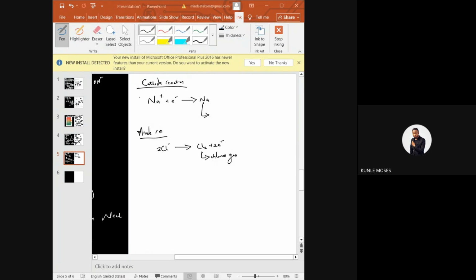Factors affecting discharge of ions. Quickly write, in case they ask you. Number 1, the positions of ions in the electrochemical or reactivity series.